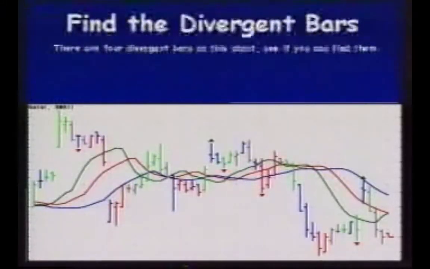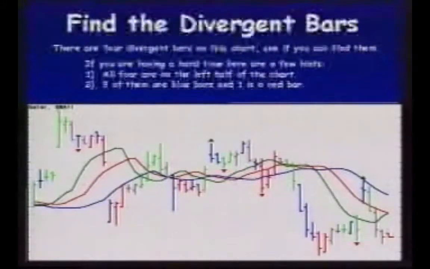Here's a couple of hints. There are 4 divergent bars on this chart. If you're having a hard time seeing these, all 4 are on the left side of the chart. 3 of them are blue bars, and 1 is a red bar. So let's start over here and see if we can find any.